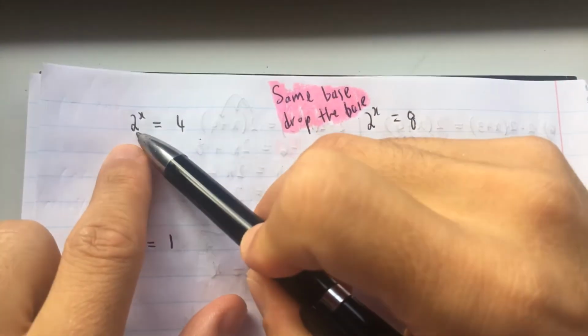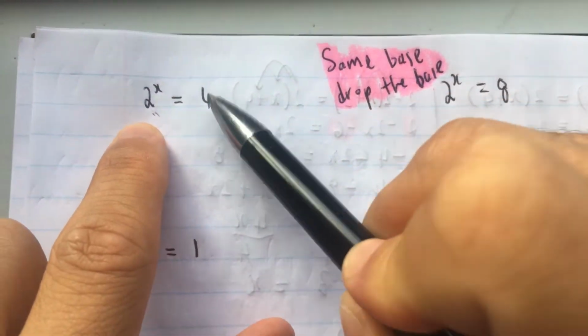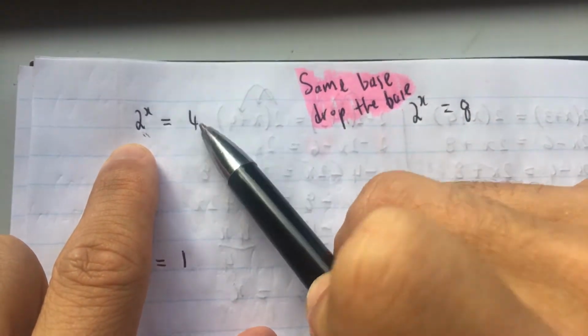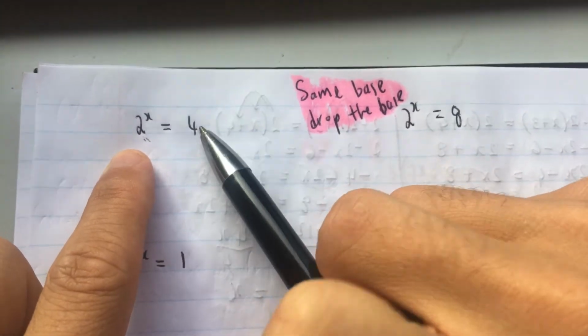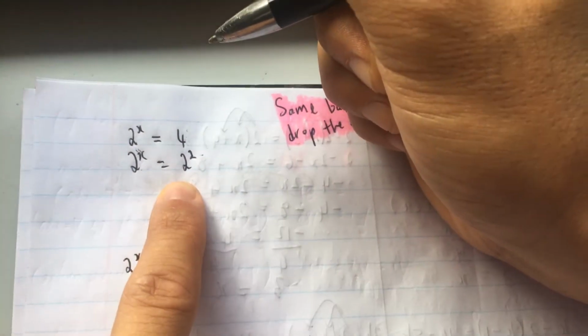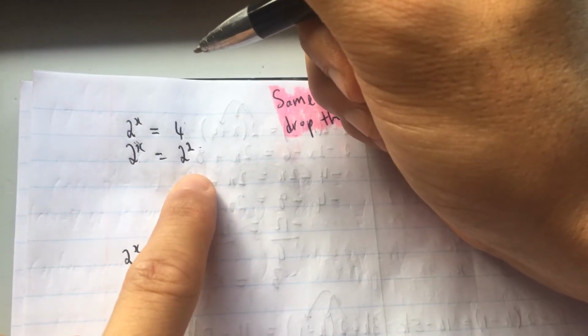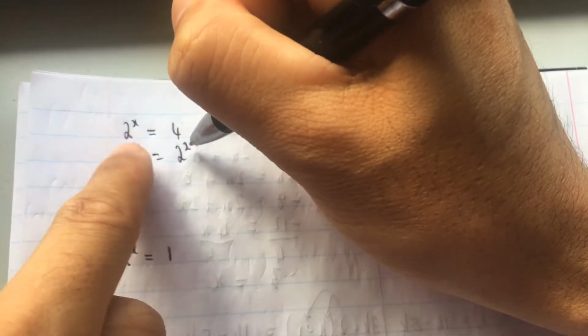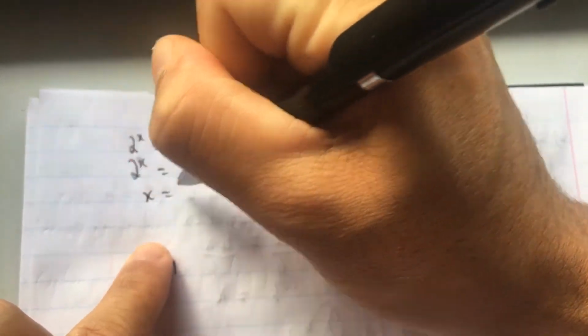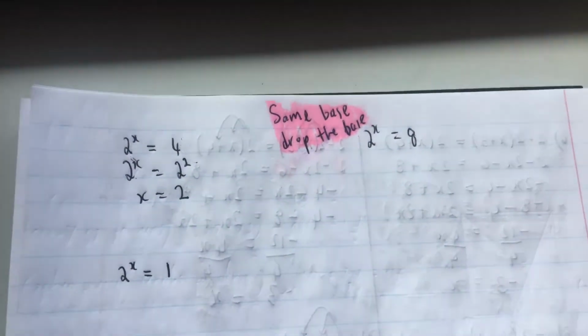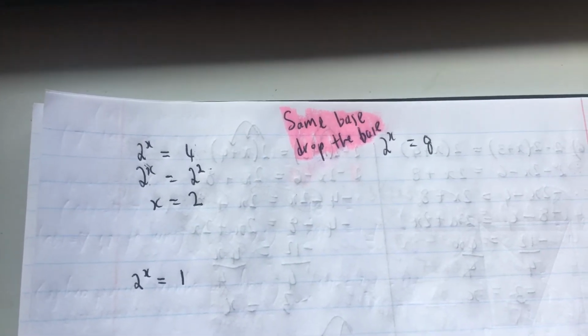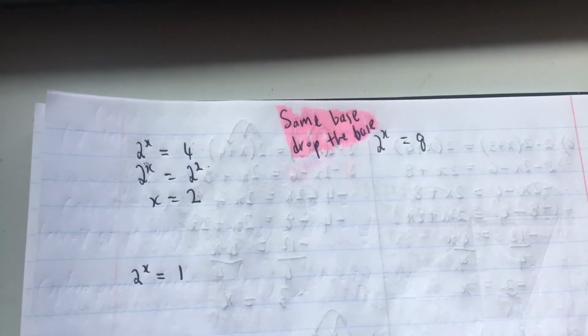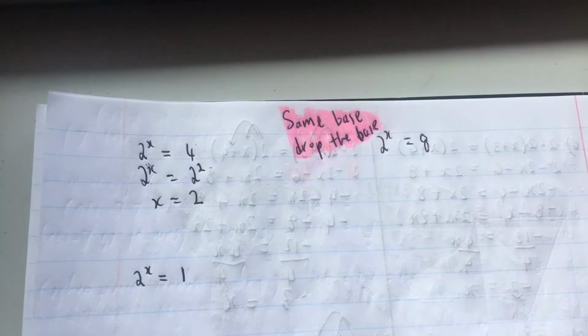So look here, this base is 2. So I have to bring this to a 2. How can I manipulate the 4 to become a 2? So I'll write this 2x here, but I can write 4 as 2 squared, am I right? So now they're same bases. Then I drop the bases, and I'm just left with x is equal to 2. So bring to same base, drop the base.